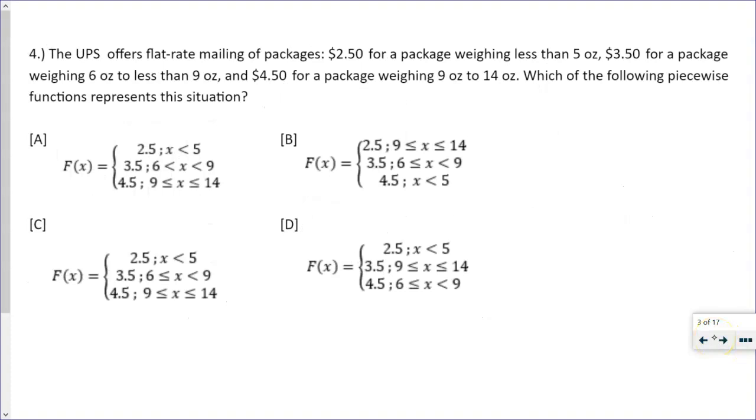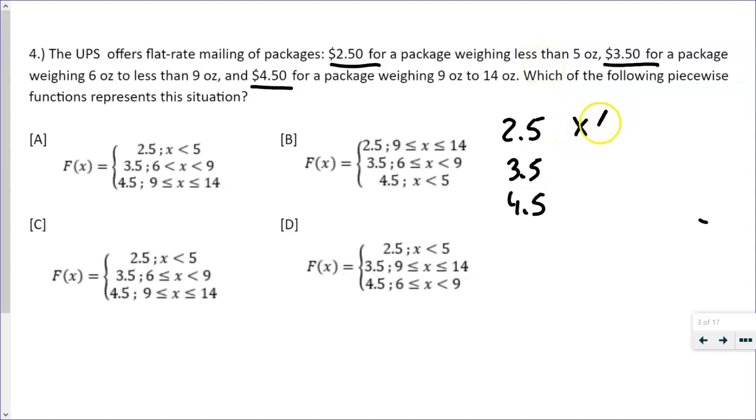All right, question 4. The UPS offers flat rate of mailing packages, $2.50 for a package weighing less than 5 ounces, $3.50 for a package weighing 6 ounces to less than 9 ounces, and $4.50 for a package weighing 9 ounces to 14 ounces. So let's now figure it out. So, of course, it's going to be $2.50, $3.50, and $4.50, okay?